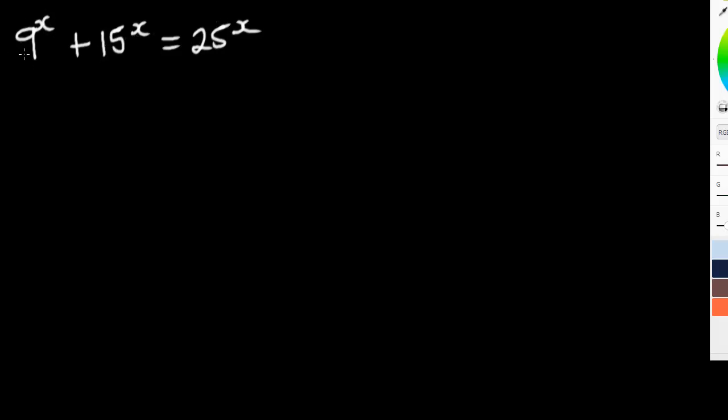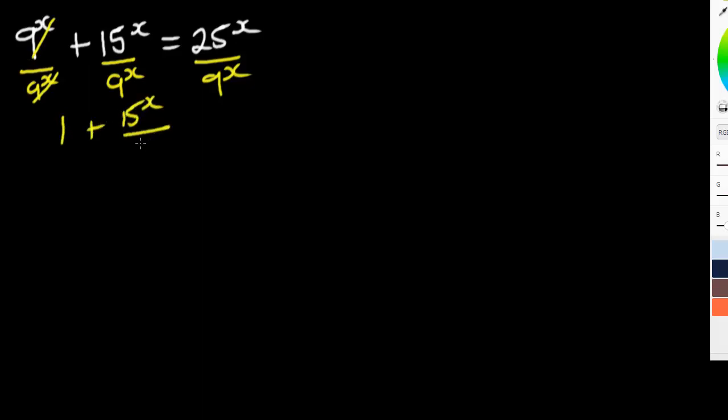In this video, we are going to divide both sides by 9 to the power x. So this will go for this. So we'll be left with 1 plus 15 to the power x all over 9 to the power x is equal to 25 to the power x all over 9 to the power x.